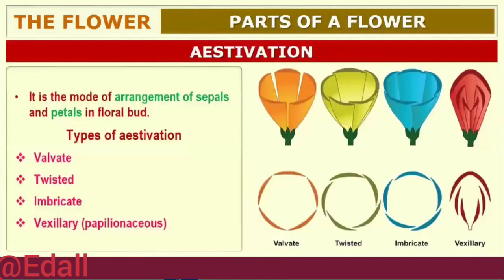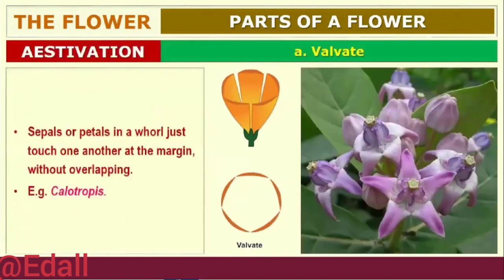Estivation. The mode of arrangement of sepals or petals in floral bud with respect to the other members of the same whorl is known as estivation. The main types of estivation are valvate, twisted, imbricate and vexillary. When sepals or petals in a whorl just touch one another at the margin, without overlapping, as in calotropis, it is said to be valvate.